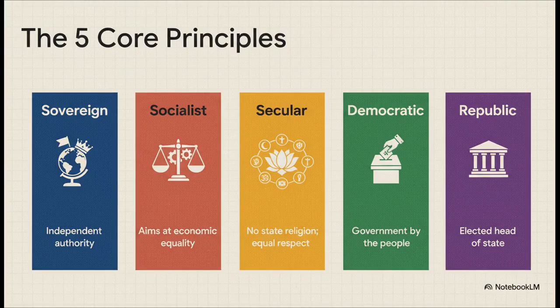And that promise is really built on these 5 pillars. Every single word here was chosen so carefully. Sovereign was a declaration of its new independence. Socialist and secular were put in to tackle deep-rooted inequality and religious diversity. And democratic and republic were there to make one thing crystal clear: power comes from the people, not from a king. So together, these 5 words, they're not just a list. They're a revolutionary mission statement.